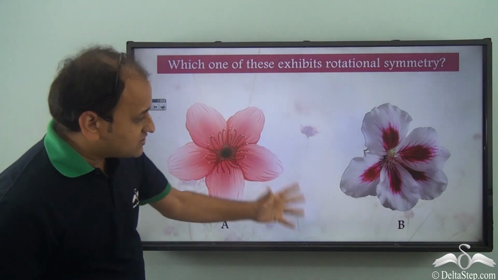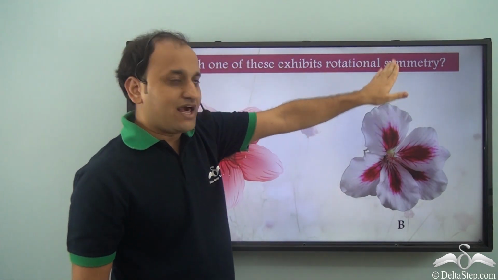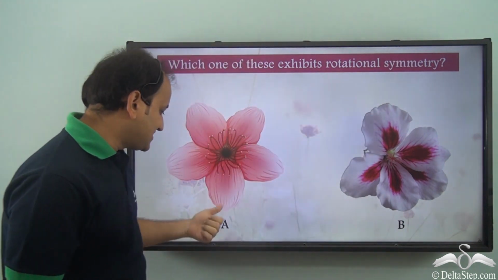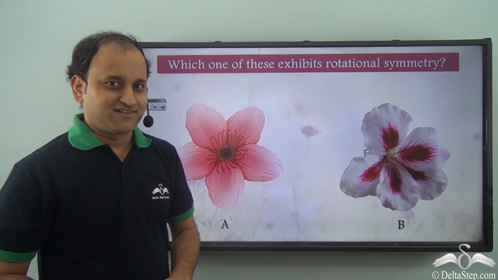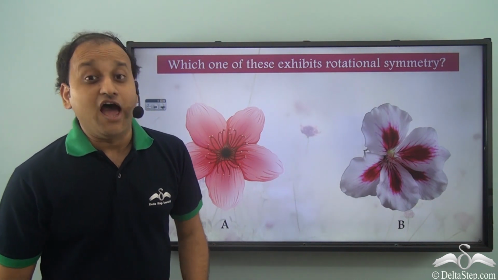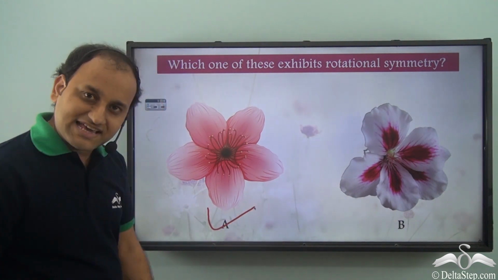So now can you answer this question? Which one of these exhibits rotational symmetry? Is it A or is it B? What do you think? Well, the correct answer is A. Why do I say so?